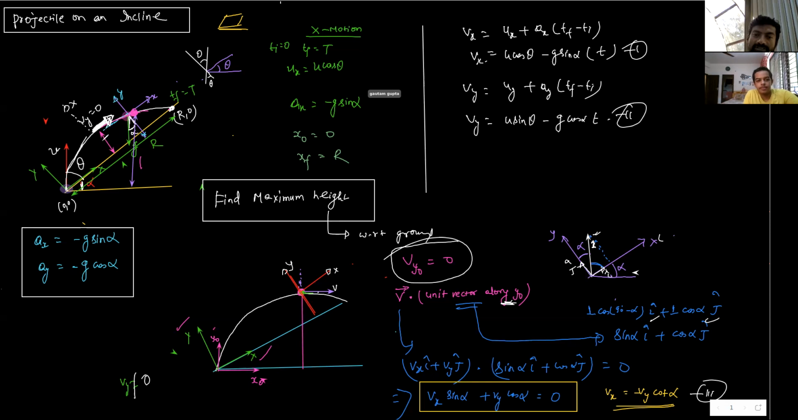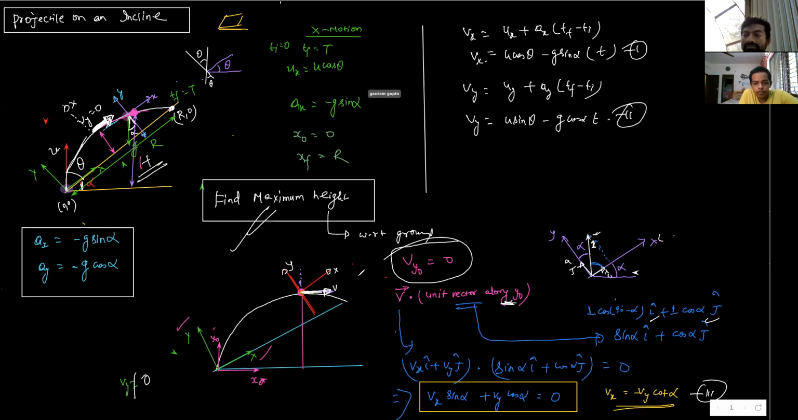Is it clear? So this height is the height with respect to the incline, but this is the height with respect to the ground. And if they do not mention it explicitly, and if they ask about maximum height, you have to find the maximum height with respect to the ground only. At that time vy will not be 0, but vy with respect to the original axis will be 0. So keep that in mind.